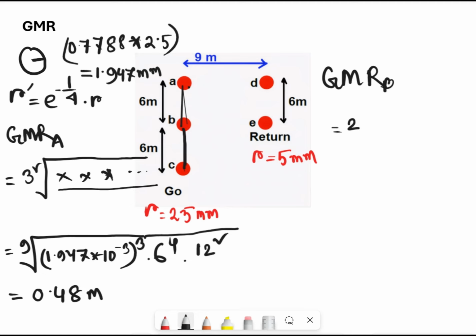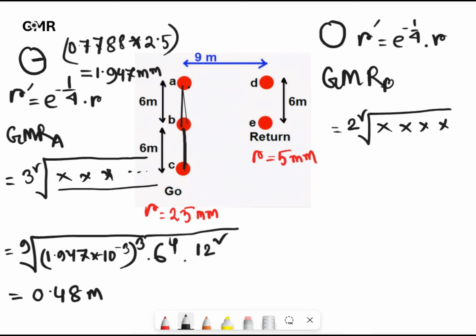And for the return, GMR B, how many conductors here? 2. So 2 square, and here there will be 4 different distances. As here there are 2 conductors, and of course these 2 are equal in radius, and the radius is 5. So the individual distance R prime is equal to e to the power minus 1 by 4 times the radius, which is 5 millimeter. So we'll have the value 0.0034 in meter.